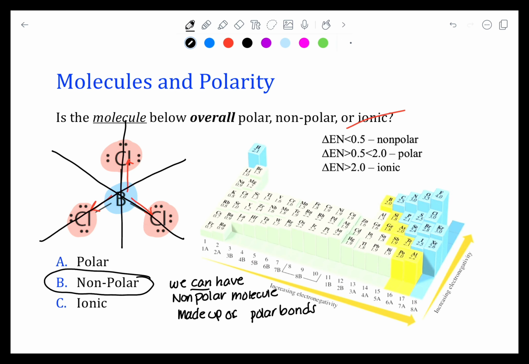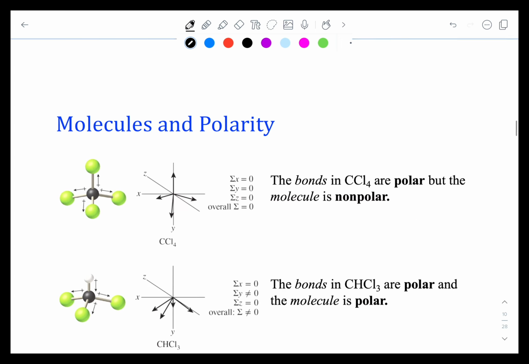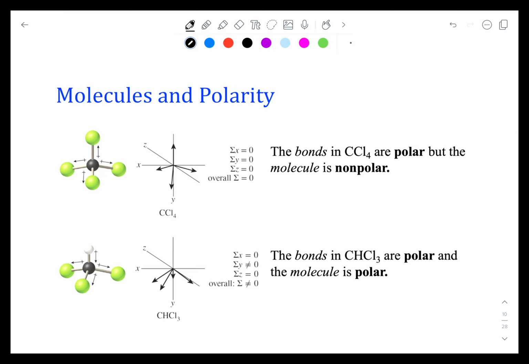Okay, because what can happen is those polar bonds can all cancel out. That's what we saw in carbon dioxide, and that's what we're seeing here in BCl3. Okay, so let's look at another example of this. This uses vector math. If you're familiar with vector math, maybe that's the best way for you to understand this.